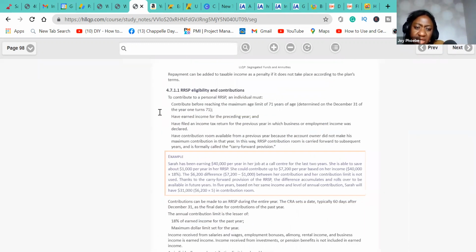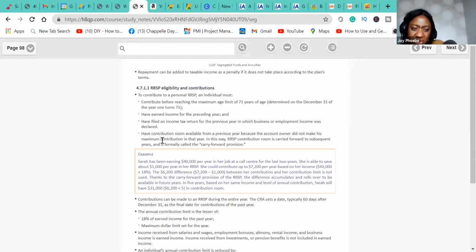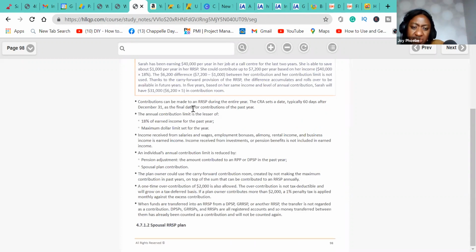RRSP eligibility and contributions. Okay, the December in which the individual turns 71 is the last contribution that one can make into an RRSP. Contributions can be made into an RRSP during the entire year. Typically, 60 days after December 31st is the final date for the contribution of the past year.